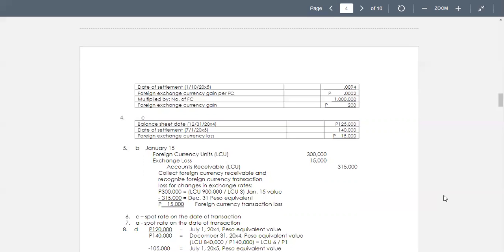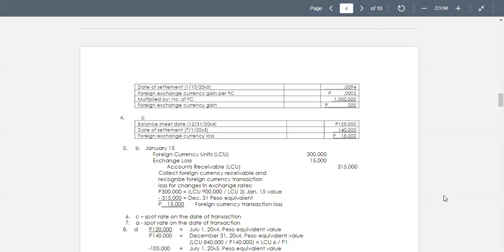So we now have, in the case of number 5, the foreign currency units now in LCU, 300,000 debit. We have exchange loss equal to 15,000 debit, and we credit accounts receivable for the LCU equal to 315,000. Now, how did we get the loss equal to 15,000? Collect foreign currency receivable and recognize foreign currency transaction loss for changes in the exchange rates.